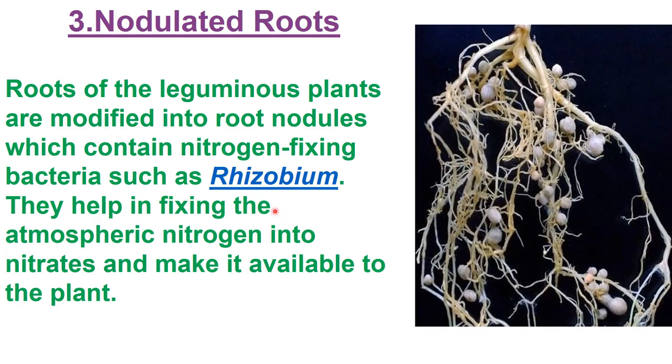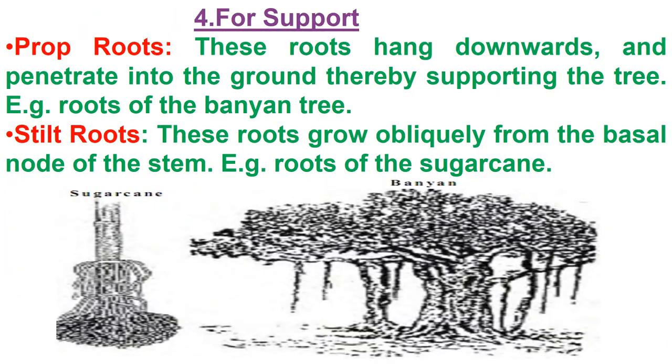Rhizobium helps in fixing the atmospheric nitrogen into nitrates and makes it available to the plant. Now this is the next type of root modification, that is for support. So for support, two types of roots are present here, prop roots and stilt roots.